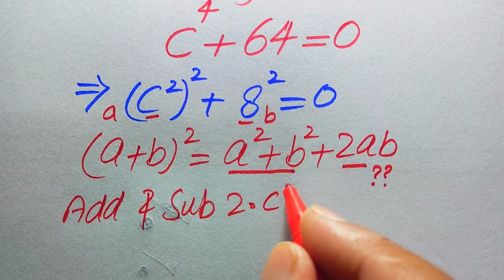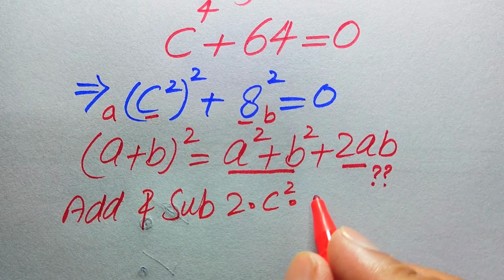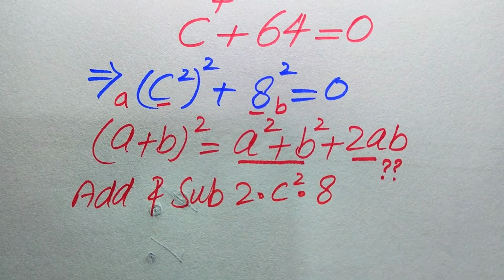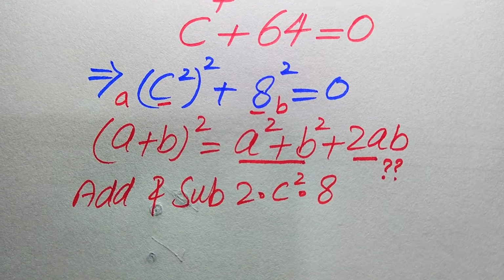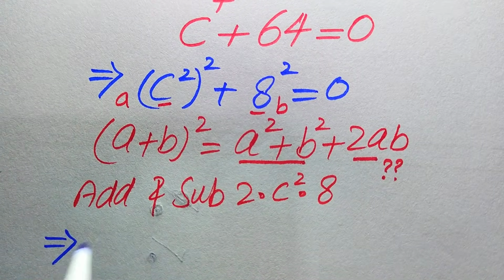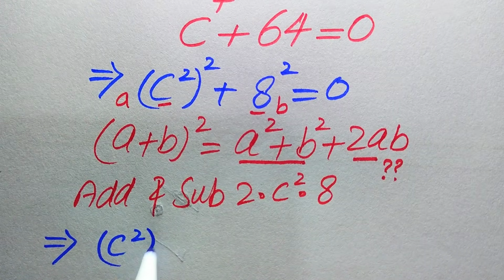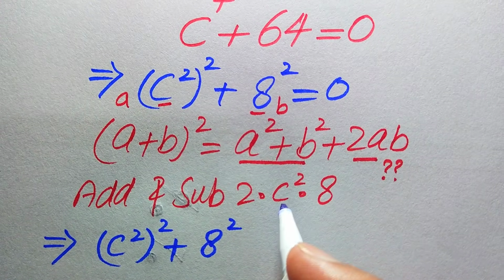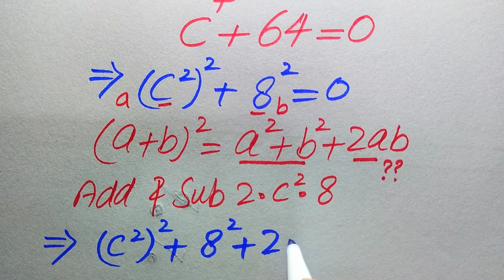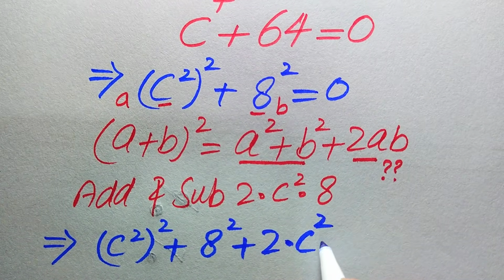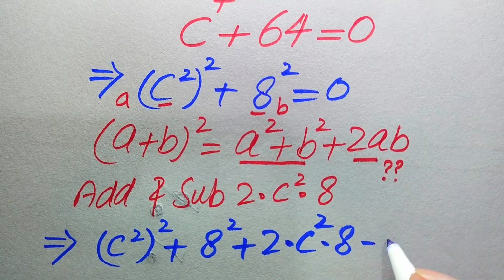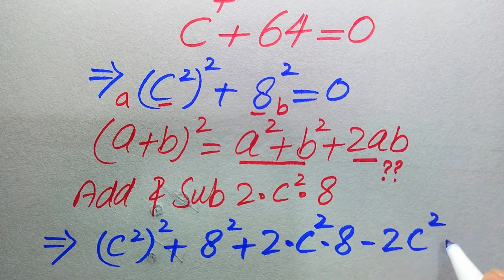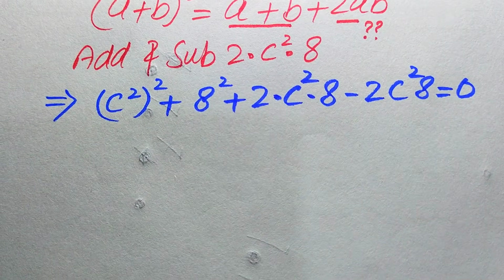So the value of a is c square and the value of b is 8. So we add and subtract this term on the left hand side, and our above equation is written in this form. This will become c square and its whole square plus 8 square, and we add and subtract this term, it becomes 2 times c square into 8, minus 2 times c square into 8, and this whole equation equals 0.